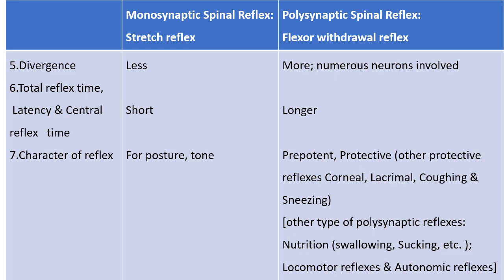Then there are other polysynaptic spinal reflexes which are involved in multiple processes of your body, like those involved in nutrition: the swallowing reflex, sucking, then deglutition, that is swallowing mainly. Then the locomotor reflexes will help you in locomotion, in walking, in moving. Then autonomic reflexes. Autonomic reflexes are very important. They are polysynaptic reflexes, and one of the arcs belongs to the autonomic nervous system.